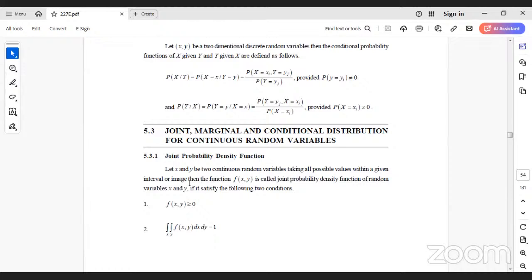Then joint, marginal, and conditional distributions for continuous random variables. Here we take the joint probability density function.